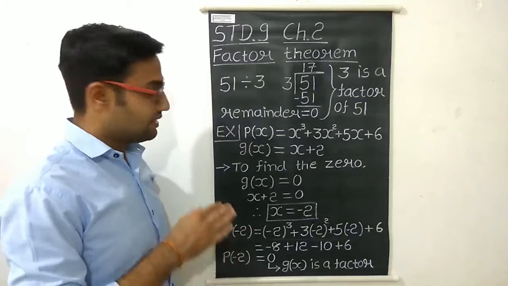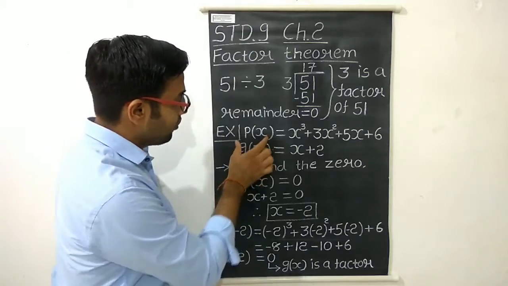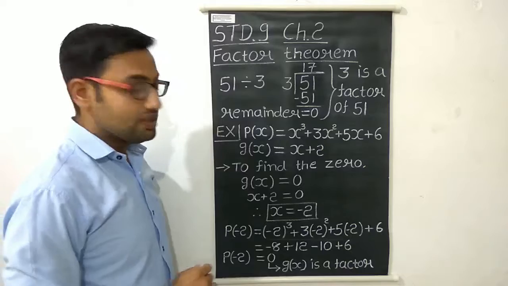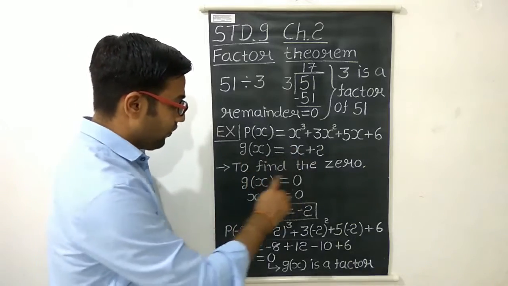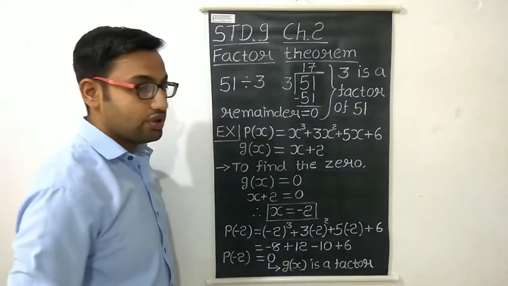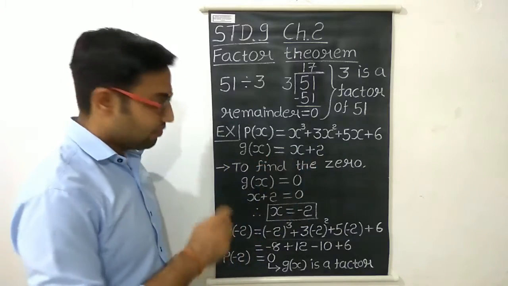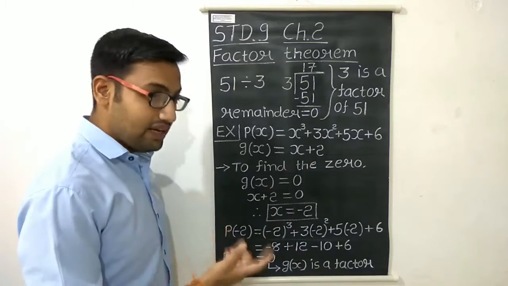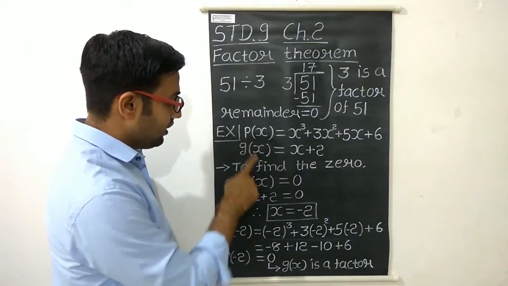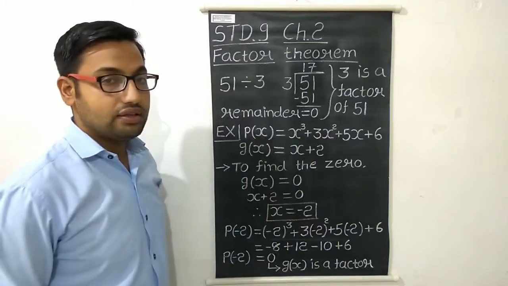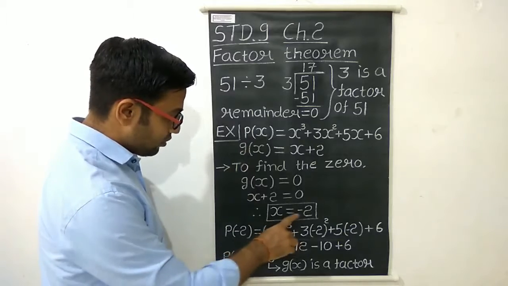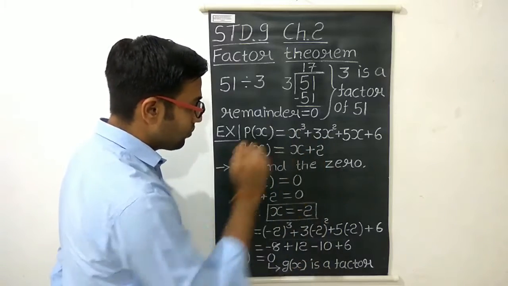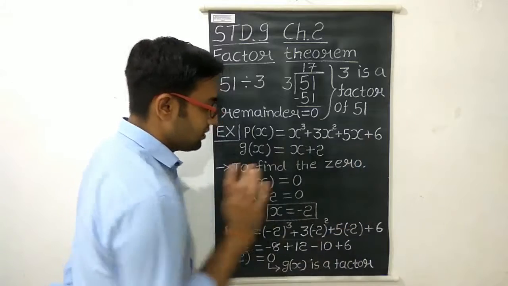By the remainder theorem we can easily find what the remainder will be if we divide this p of x by g of x. To do that, the first step is to find the zero of this divisor polynomial. To find the zero, we take g of x equal to 0, x plus 2 equal to 0. Therefore the value of x we get is minus 2. Now using the remainder theorem, we get the remainder by putting x equal to minus 2 in the p of x polynomial. So we get minus 2 whole cube plus 3 times minus 2 whole square plus 5 times minus 2 plus 6.